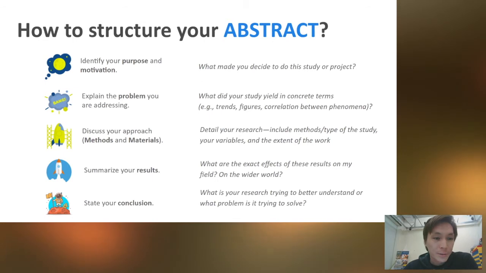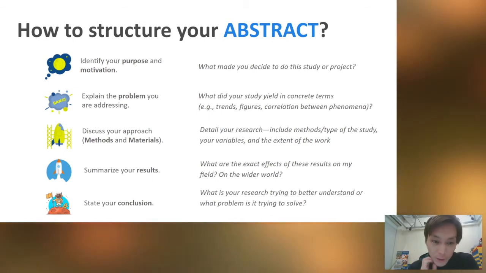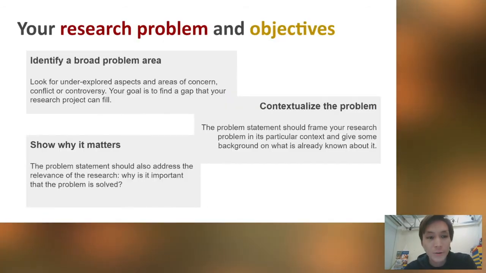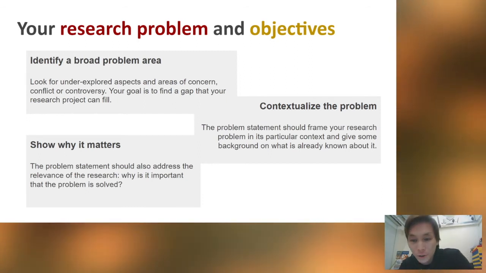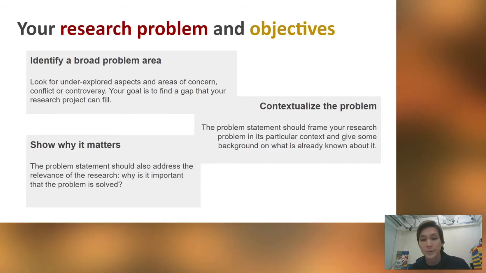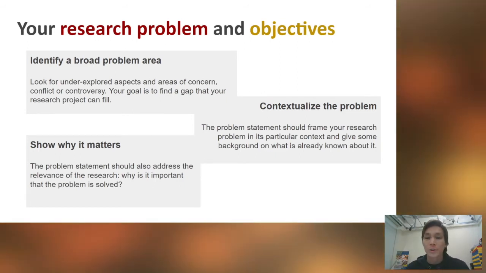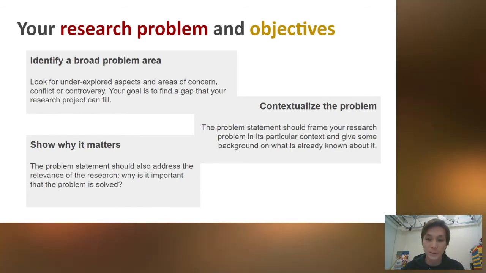Let's speak about the research problem and objectives. Firstly, you need to identify the problem area. If you're doing practical research, you can identify a problem by reading reports, following up with previous research, or talking to people who are working or were working in the relevant field or in this topic.